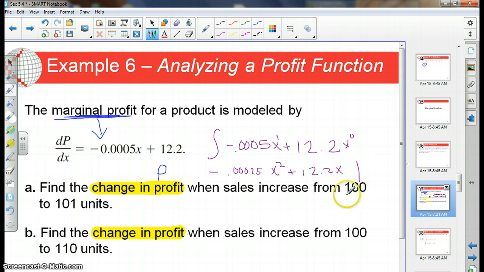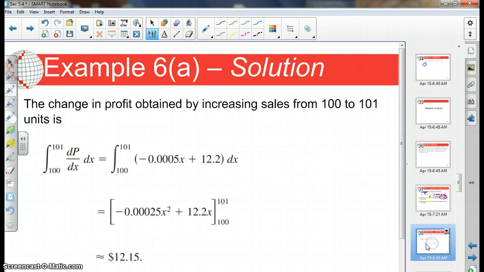I'm going to do my f of b minus f of a, where it looks like I'm going to evaluate this between 100 and 101. So I'll throw in my 101, and then I'll subtract off the 100. And again, it looks like the author has already done that for you. Good. They didn't show a whole lot of work. So be careful with your number crunching. Check it on your calculator and make sure you can get $12.15.